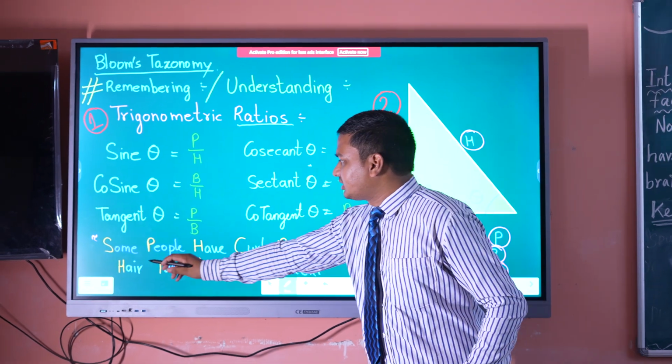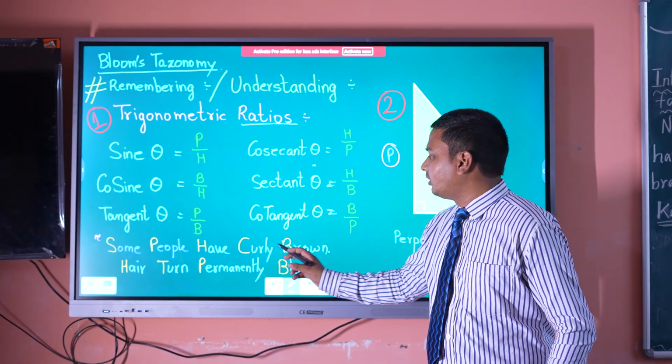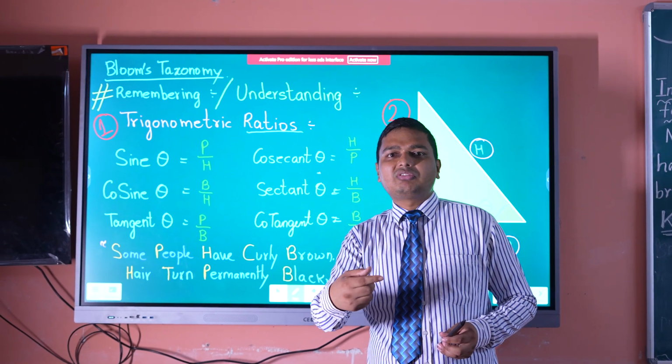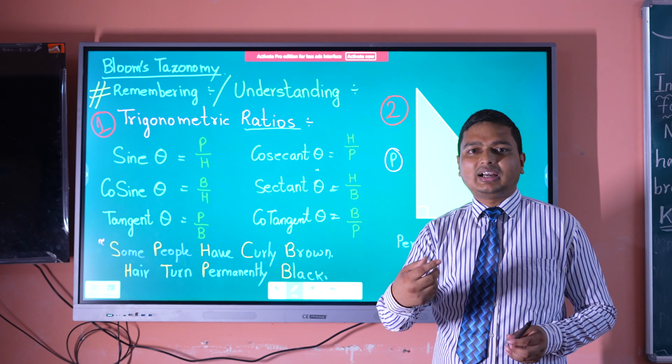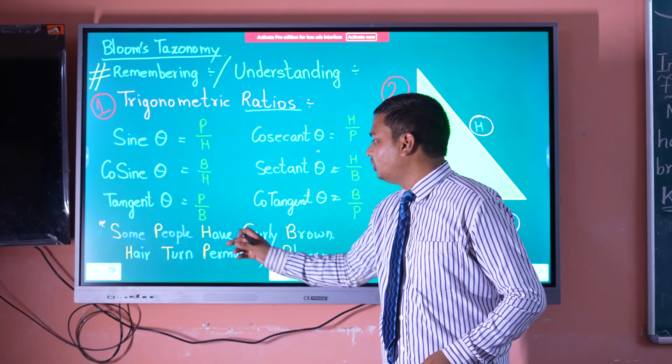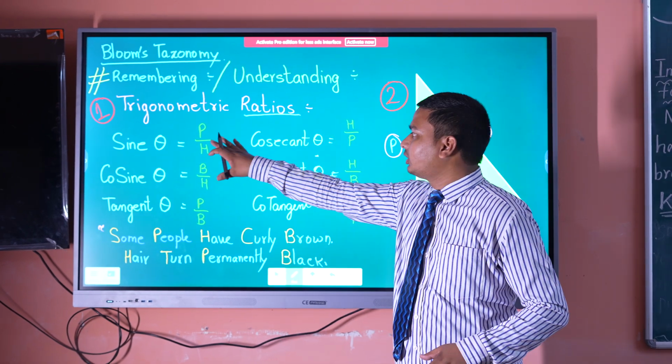Let's start. First, as you are able to read the text: Some people have curly brown hair turns permanently black. Repeat with me. Some people have curly brown hair turns permanently black. Once again. If you are able to remember this sentence, that's it. You have totally remembered this topic.